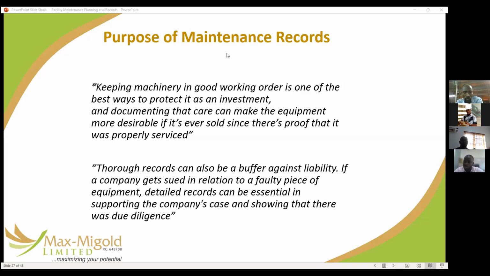If a company gets sued in relation to a faulty piece of equipment, detailed records can be essential in supporting the company's case and showing that there was due diligence.